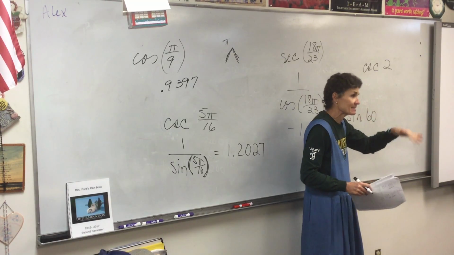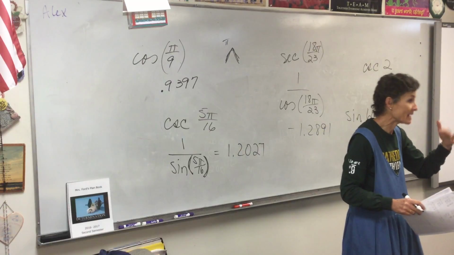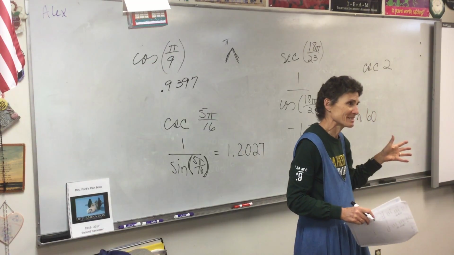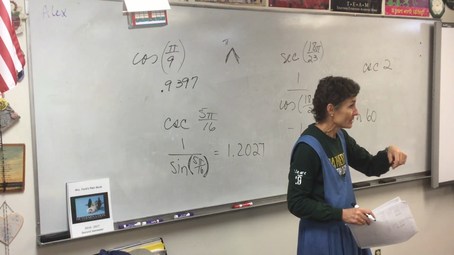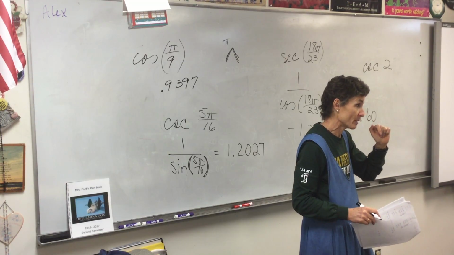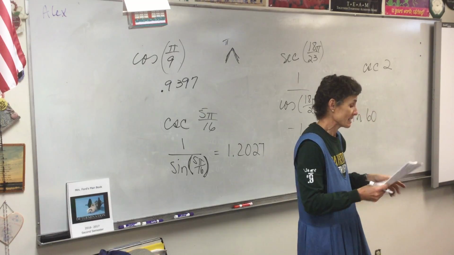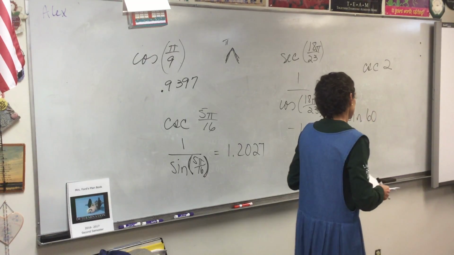Because 30 and 60 and 45 are special degree angles, and usually if there's a 60, that's a degree, or a 45, or a 30. So ask me if you're unsure, okay? Because sometimes I make mistakes more often than I would like to admit.